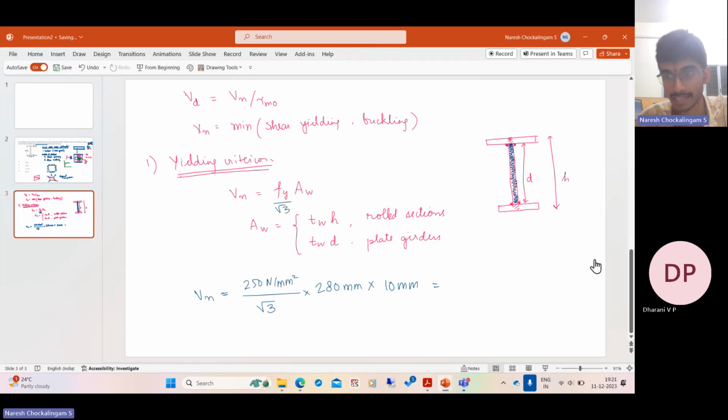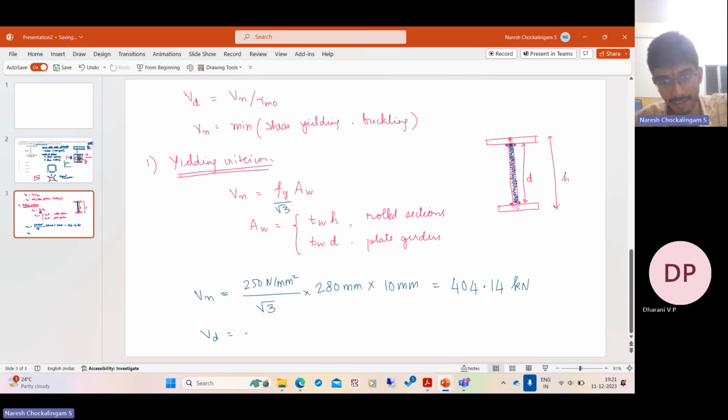This is the nominal shear strength of the section. So this is what it is. It is 250, 280, 210 divided by square root of 2. So this is about 404.14 kilonewtons.